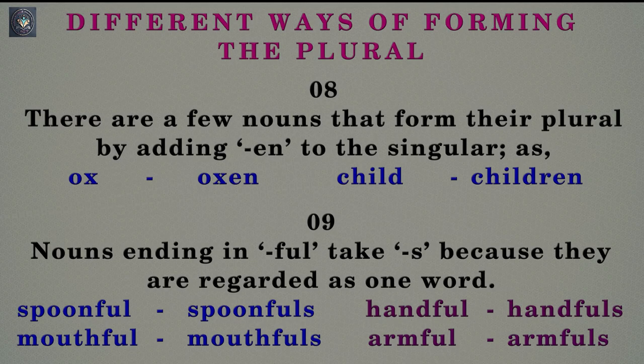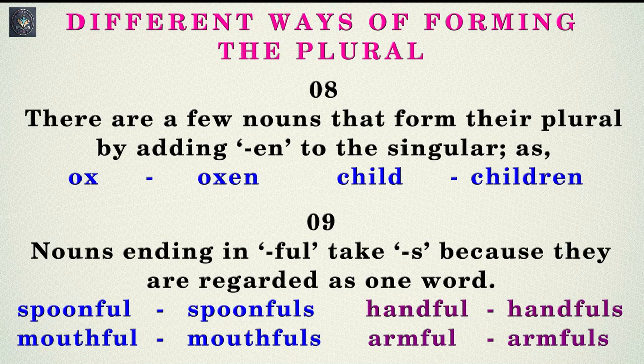Rule number 8. There are a few nouns that form their plural by adding en to the singular, as ox, oxen, child, children. Rule number 9. Nouns ending in ful take s because they are regarded as one word. See the examples. Spoonful, spoonfuls. Mouthful, mouthfuls. Handful, handfuls. Armful, armfuls.